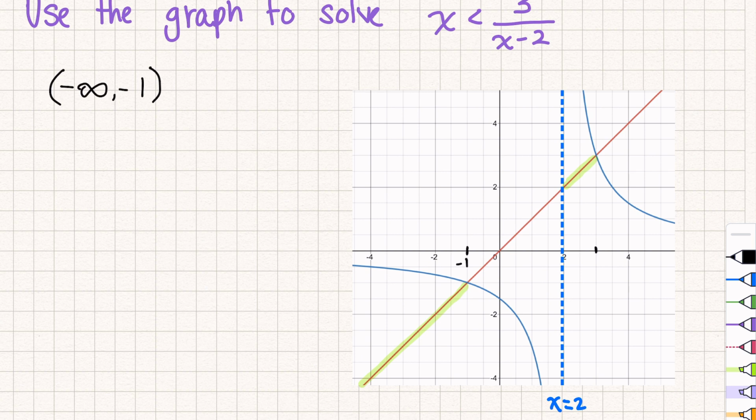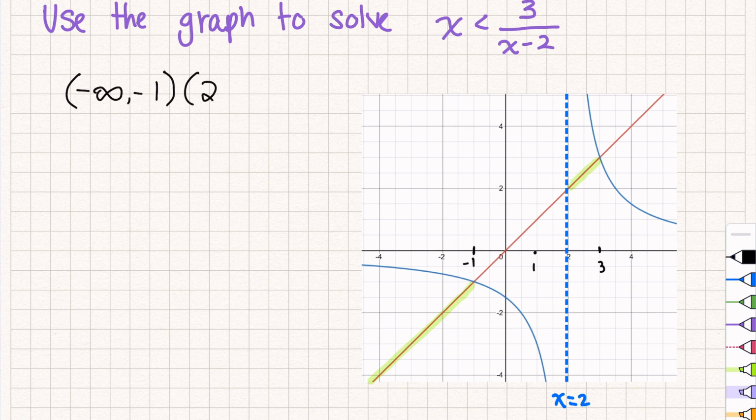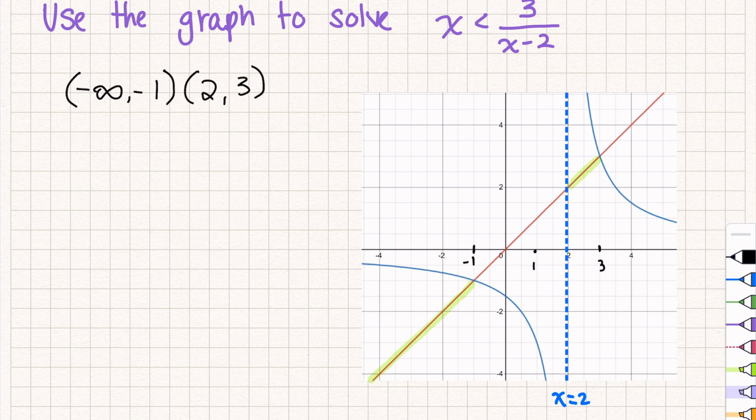So this point is 3. This is 1. So we would also say from 2 to 3, it's also less than the rational function. So in this case here, we have 2 intervals that we're using because since it's a rational function, there's changes.